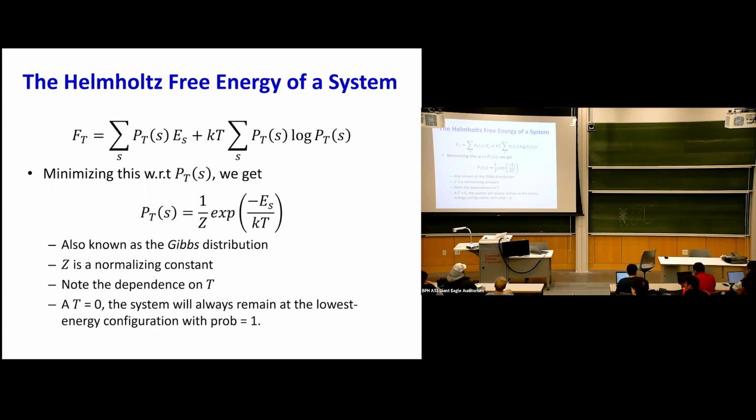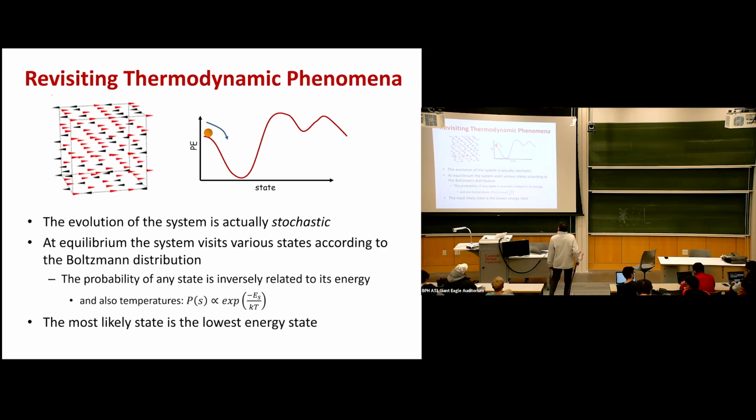And so at absolute zero, the system is simply always going to stay in the lowest energy configuration that it can possibly get to. But as the temperature increases, the probability of bouncing around between states goes up. And so it's just going to be more likely to be found at this minimum energy state, but it also has some non-zero likelihood of being at other states. So the evolution of the system is actually stochastic.